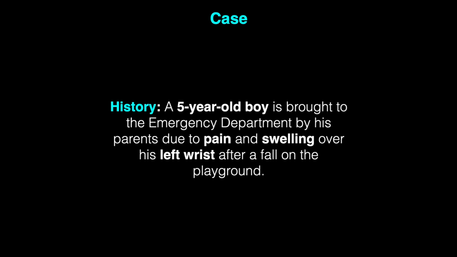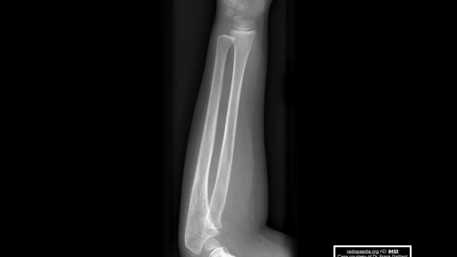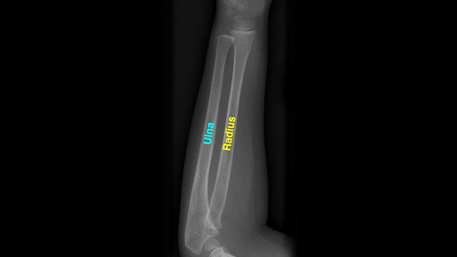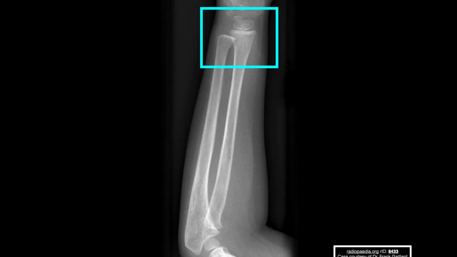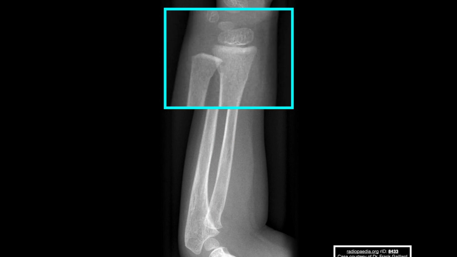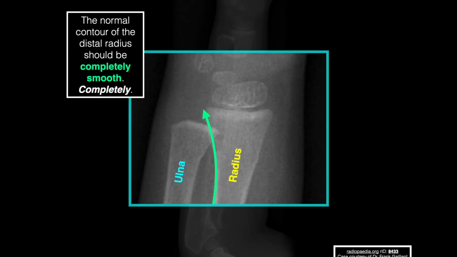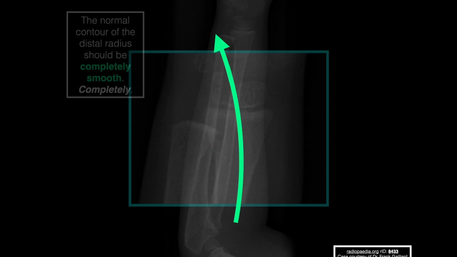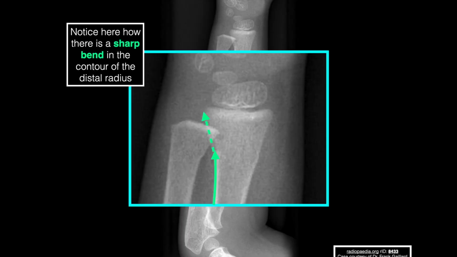Let's go over a case that reviews concepts from everything we talked about so far. A 5-year-old boy is brought to the emergency department by his parents due to pain and swelling over his left wrist after a fall on the playground. Here we have an AP radiograph of the forearm showing the ulna and radius. If we zoom in here on the distal ulna and radius, we can see that the normal contour of the distal radius should be completely smooth. However, due to a fracture, here the contour of the distal radius has a sharp bend.